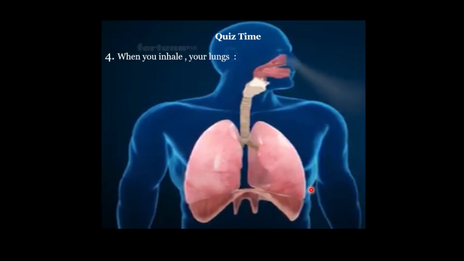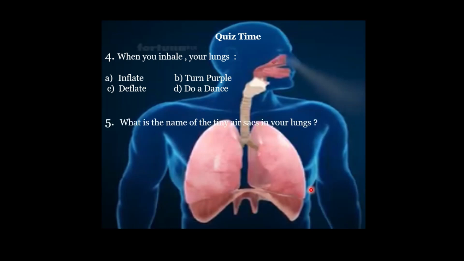Number 4. When you inhale, your lungs A. Inflate, B. Turn purple, C. Deflate, D. Do a dance. Number 5. What is the name of the teeny tiny air sacs in your lungs? A. Bronchs, B. Ravioli, C. Alveoli, D. Bronchs.